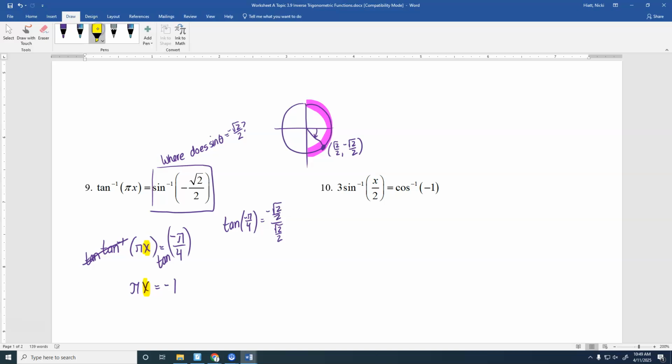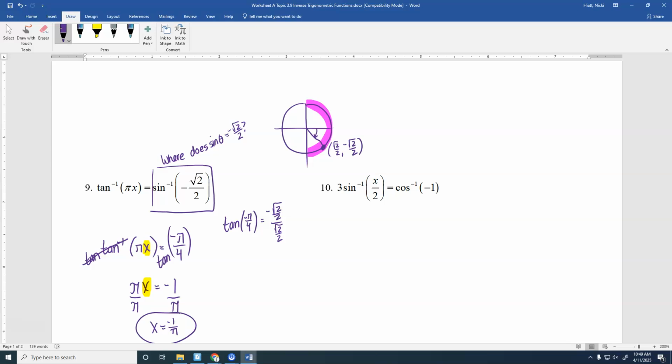And then, I'm trying to get that x by itself. What do I need to do? Divide by pi. So, x equals negative 1 over pi. That's my answer for that.